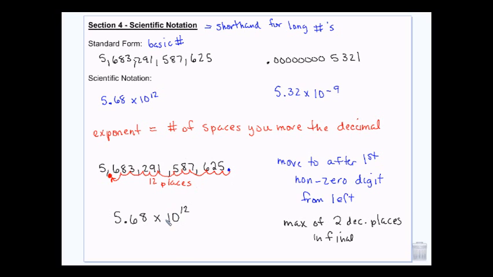Where does the 10 come from again? Because the 10 to the 12 gives me these 12 place values back. 10 squared is 100, 10 to the third is 1,000, 10 to the fourth, 10,000. So whenever you have a 10 to an exponent, it tells you how many zeros there are. If I were to multiply it back out, I would get 5,680,000,000,000. So basically it's a type of rounding, but we're rounding without having to write all of the zeros.